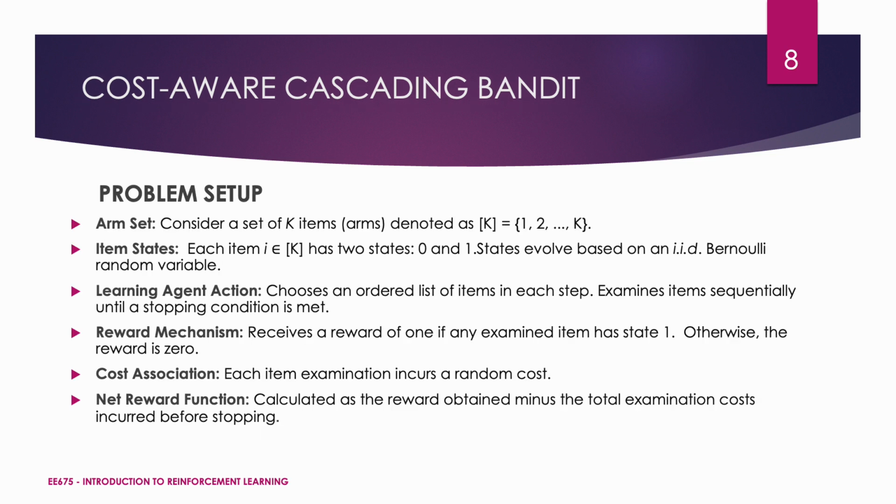Now, let us discuss the problem setup of cost aware cascading bandits briefly. We are given a set of k items, each with 2 states 0 and 1, which are basically evolving out of a Bernoulli random variable. The learning agent chooses an ordered list of items in each step, which examines them sequentially until a stopping condition is met. The reward mechanism grants a reward of 1 if any examined item has state 1, otherwise, the reward is considered as 0.